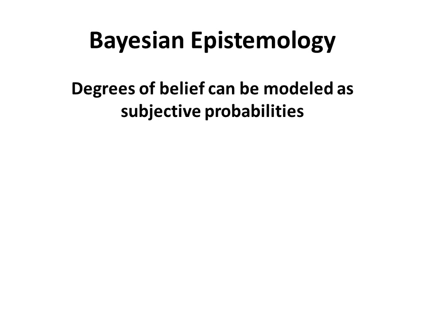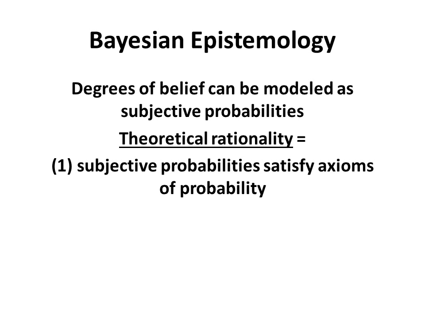So there are about three things that make the Bayesian approach to epistemological matters distinctive. One is that degrees of belief can be modeled as subjective probabilities. And then the claim that theoretical rationality is a matter of a couple of things. One, that these subjective probabilities should satisfy the axioms of probability.